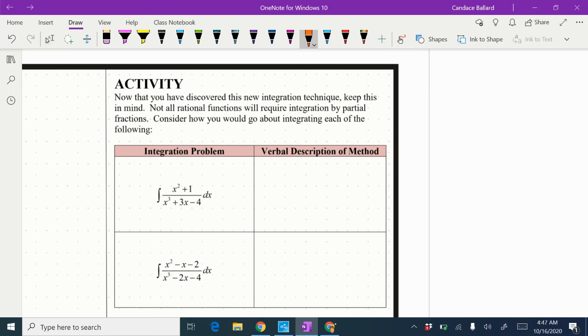So on this one here, I would probably use a U substitution because I know that when I take the derivative of this, I get 3x squared plus 3, which I could factor a 3 out, and I get what's in the numerator. On this one here, I would use our new method of partial fractions. It's not an easy factoring in the bottom, so I'm not going to even attempt it because it took me a while to figure it out. But there's no other method that it really fits, so I'd have to try to use partial fractions on that one.